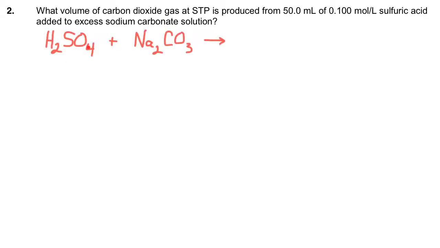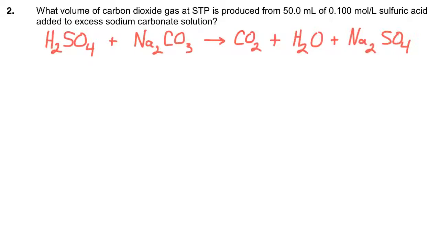So here I have an acid reacting with a carbonate, and if you'll recall from a previous unit when we talked about acids and bases, you would remember that if an acid reacts with a carbonate, the products are going to be carbon dioxide, water, and then the remaining salt. So in this example, this will be my reaction. And if you take a look, it's already balanced. So now we can get into the stoichiometry.